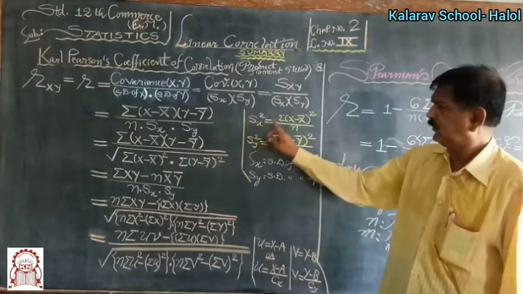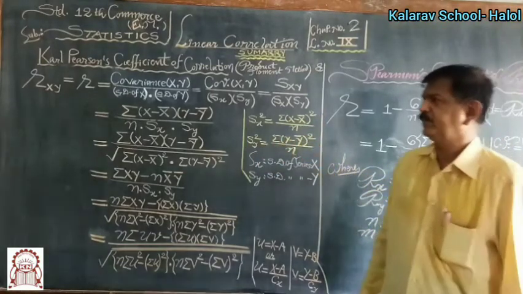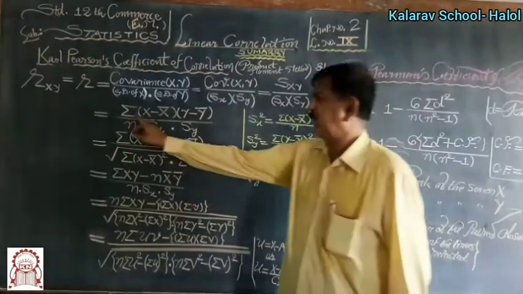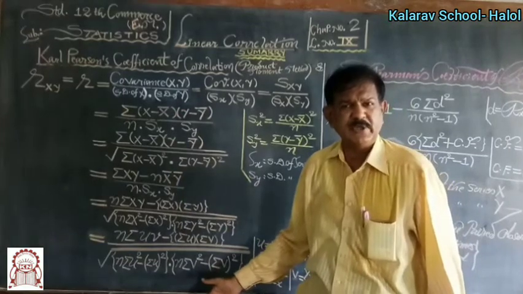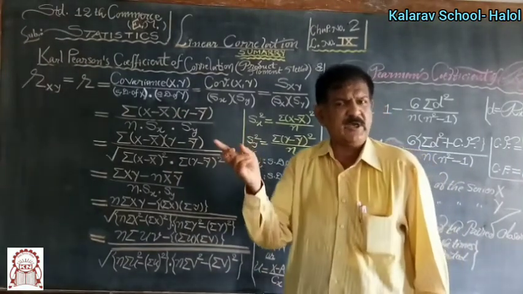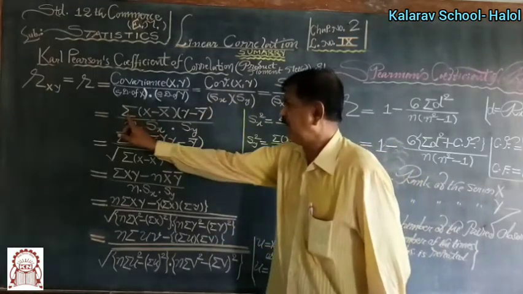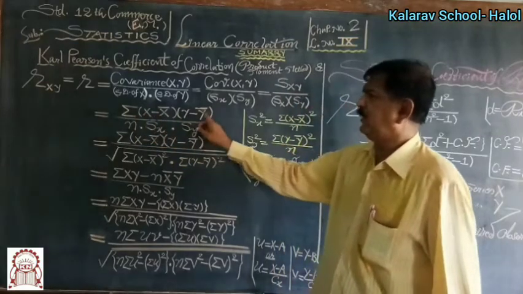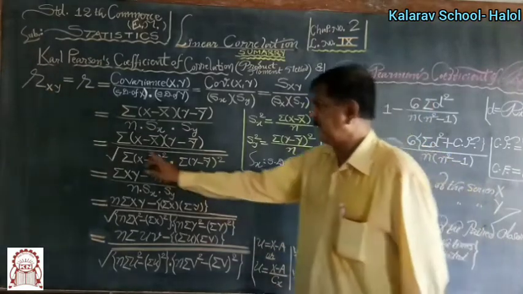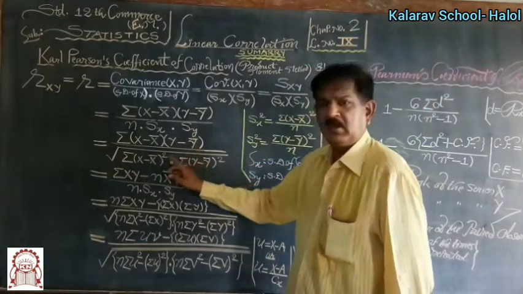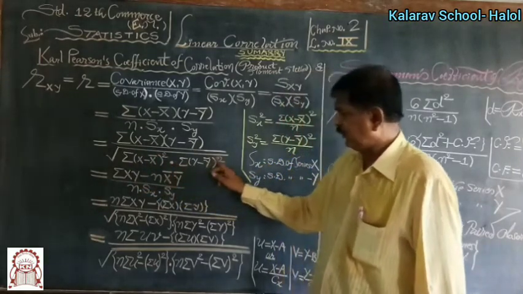Variance of x is sigma x minus x bar whole square upon n, and sy square is sigma y minus y bar whole square upon n. These are the different formulas for calculating r, that is coefficient of correlation, and the range of the coefficient of correlation is -1 to +1, inclusive of both values. It is sigma x minus x bar into y minus y bar upon n times sx into sy. Or it is given by sigma x minus x bar into y minus y bar upon square root of sigma x minus x bar whole square into sigma y minus y bar whole square.